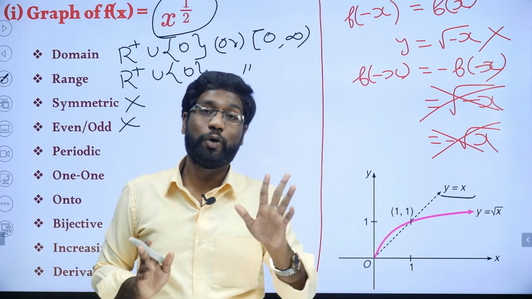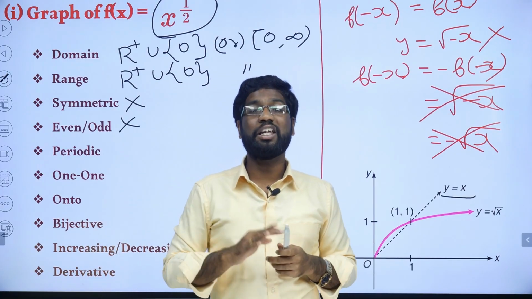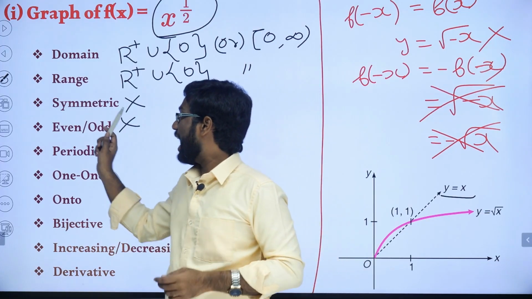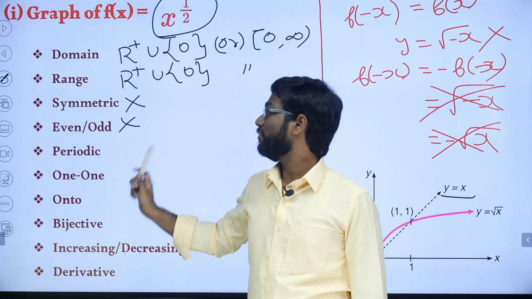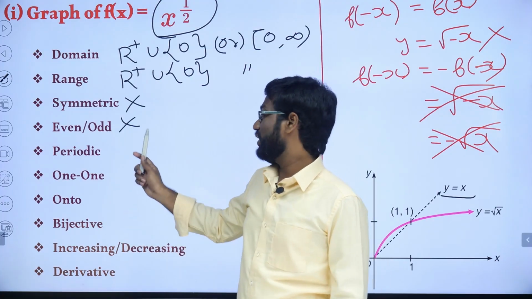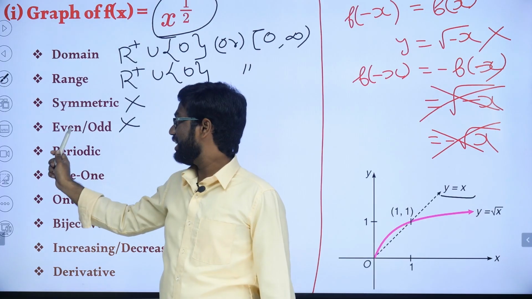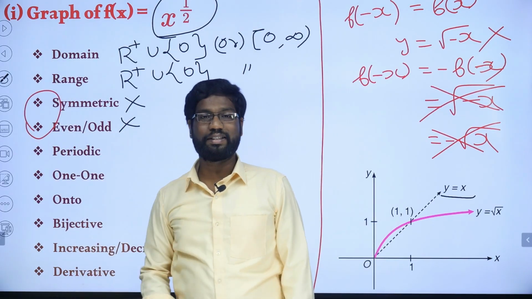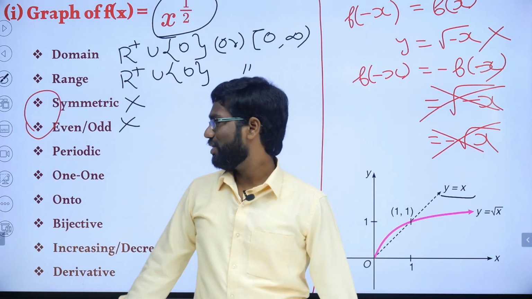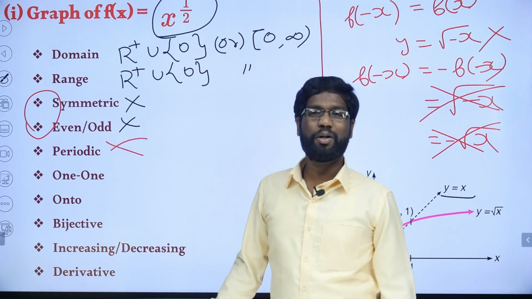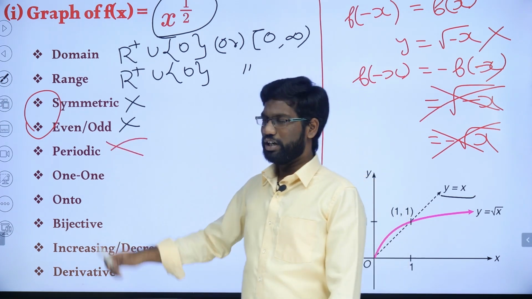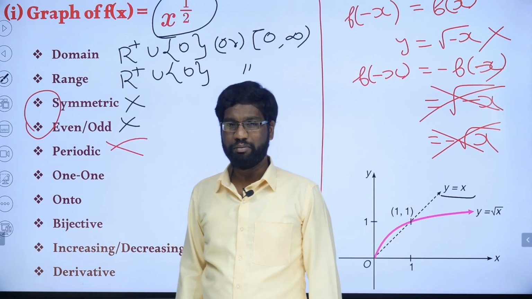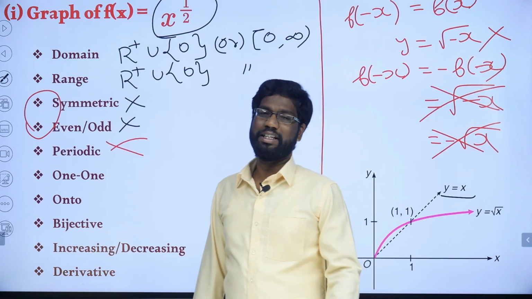I hope you understood it. This symmetric and even-odd function concept is very important. Now we have got one good example for a non-symmetric function as well as a neither even nor odd function. These both have good connections. Then periodic, as I said before: for polynomial, rational and irrational functions it won't come. For trigonometry it will come, and for others like piecewise functions it might come.